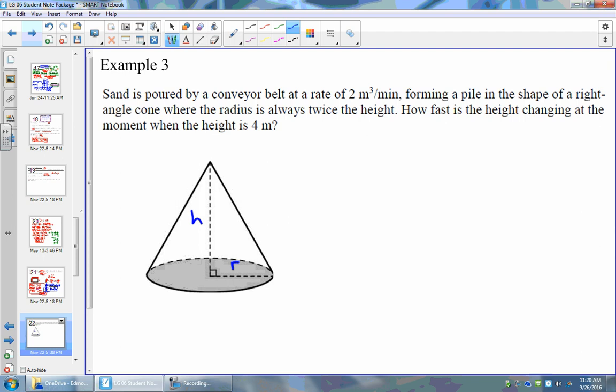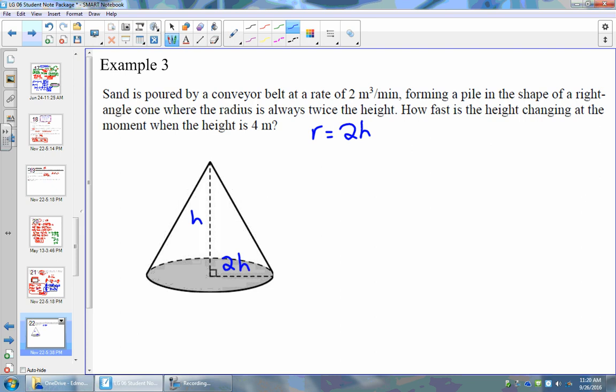It's saying that the radius is twice the height. So radius has to be twice the height. Now, obviously, this diagram is not to scale, but use your imagination. The radius is twice the height. So instead of radius, r, let's use 2h.